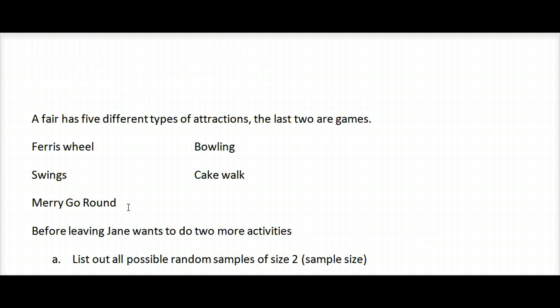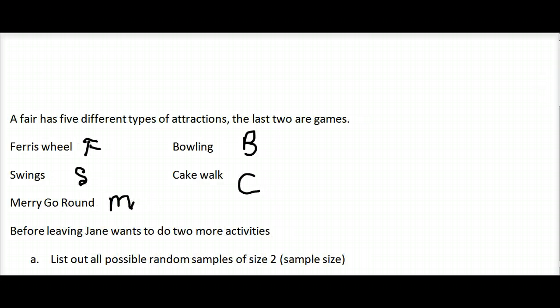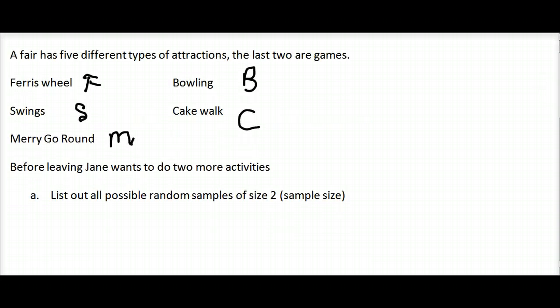First thing we want to do is list the things she can do. Now, in order to do this, I'm going to simplify by abbreviating. I'm going to abbreviate the swings S, the merry-go-round M, bowling B, and the cakewalk C. And please do feel free to abbreviate as long as you make it clear what your abbreviations stand for. Now let's see what Jane could do.